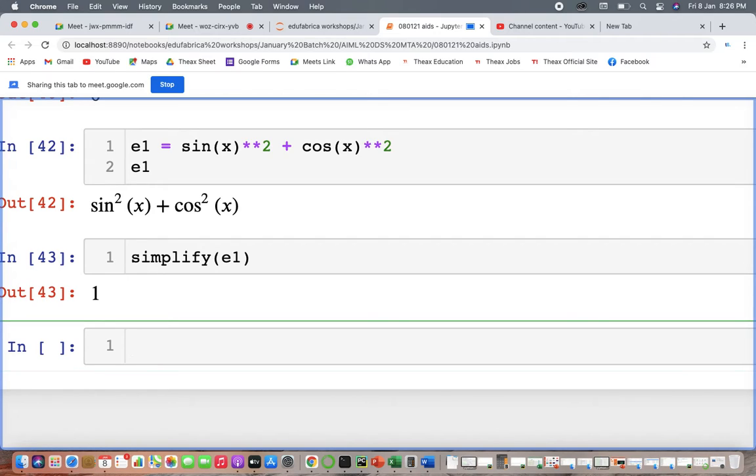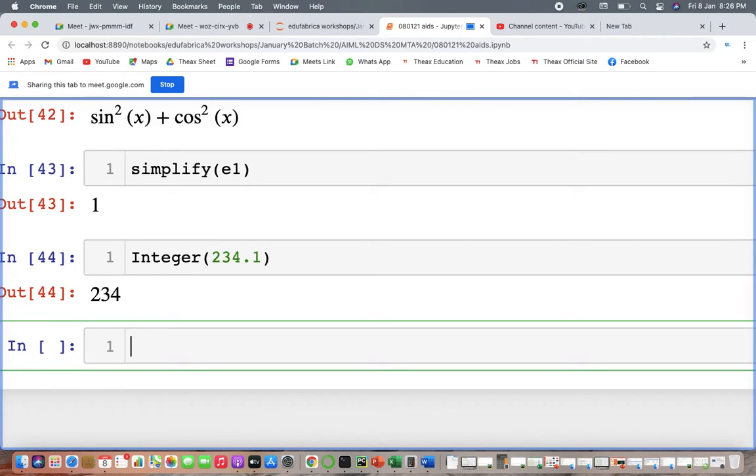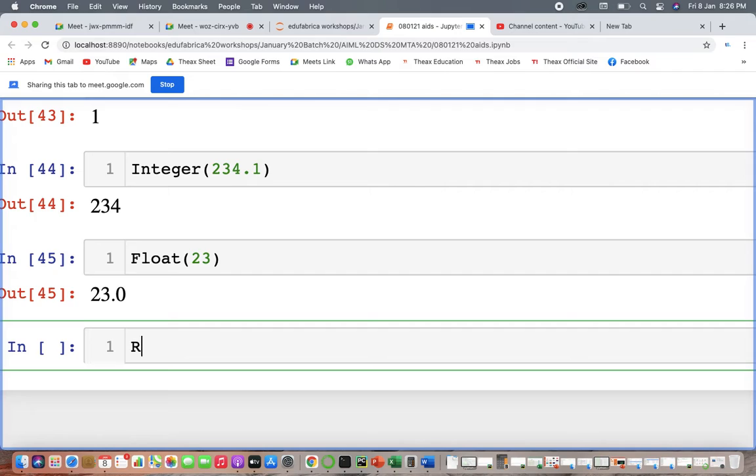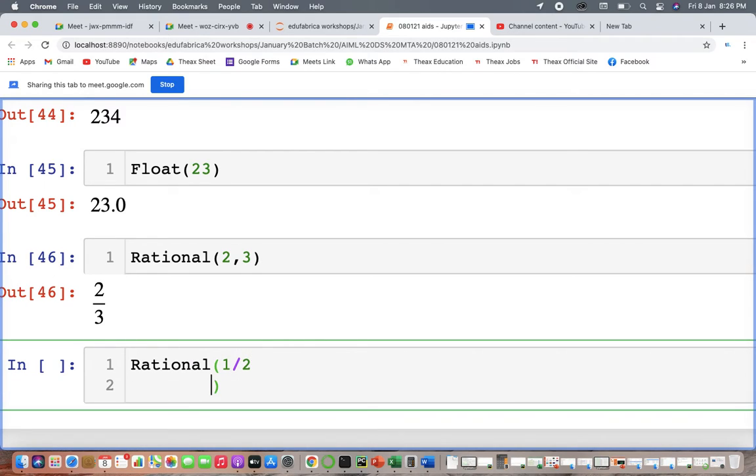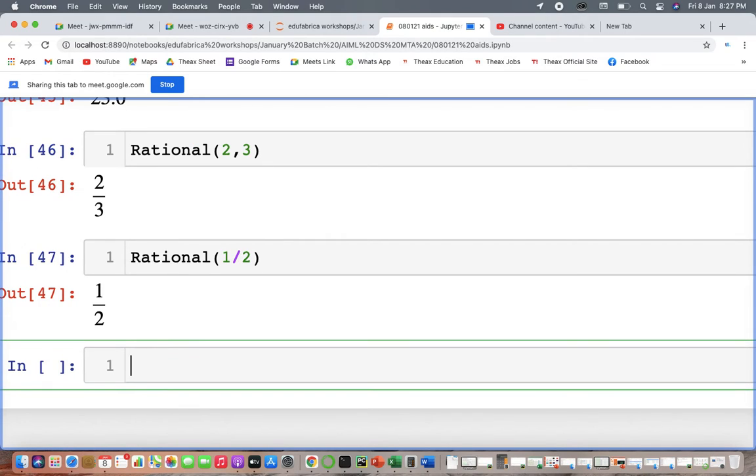These are the things. Now, the very simple things are there, like integers, float. We'll be discussing that first. Integer of 234.1 would be 234. Float of, you know, 23 would be 23.0. Then if you want something in fraction format, you'll be using rational. If I say 2 cross 3, so 2 by 3 is a rational one, or you can put it even in pi formats too. 1 by 2, something like this.